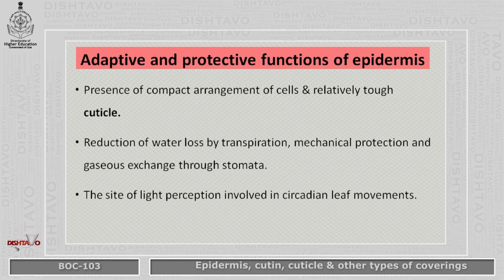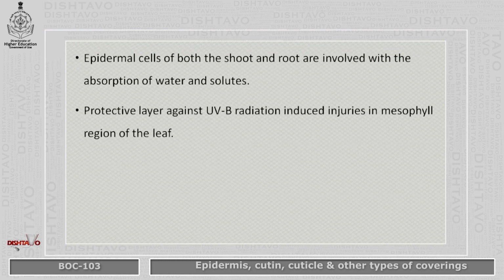Next is reduction of water loss by transpiration. Mechanical protection provides rigidity to the cell, and gaseous exchange occurs through stomata. It is also a site of light perception involved in cardiac leaf movement. Next, epidermal cells of both shoot and root are involved in the absorption of water and other solutes. It is a protective layer against UVB radiation induced injuries. Whenever injuries occur in the mesophyll region due to UVB radiation, it helps as a protective layer against that.